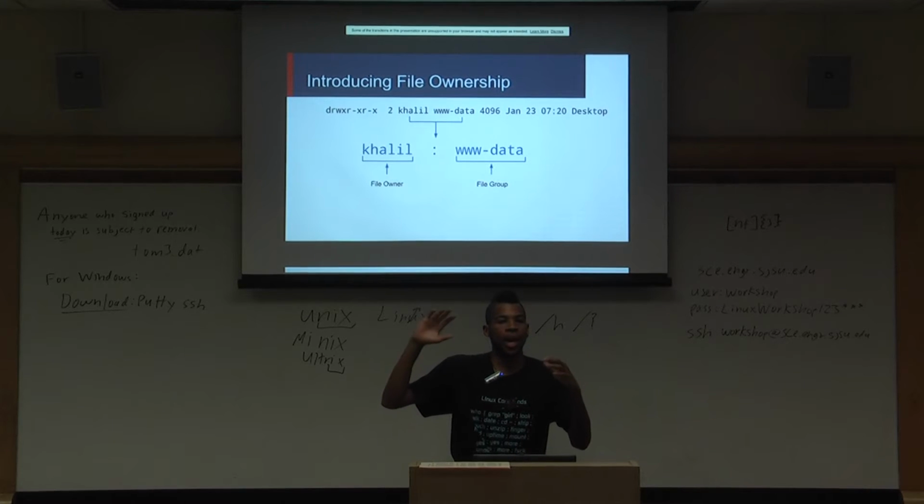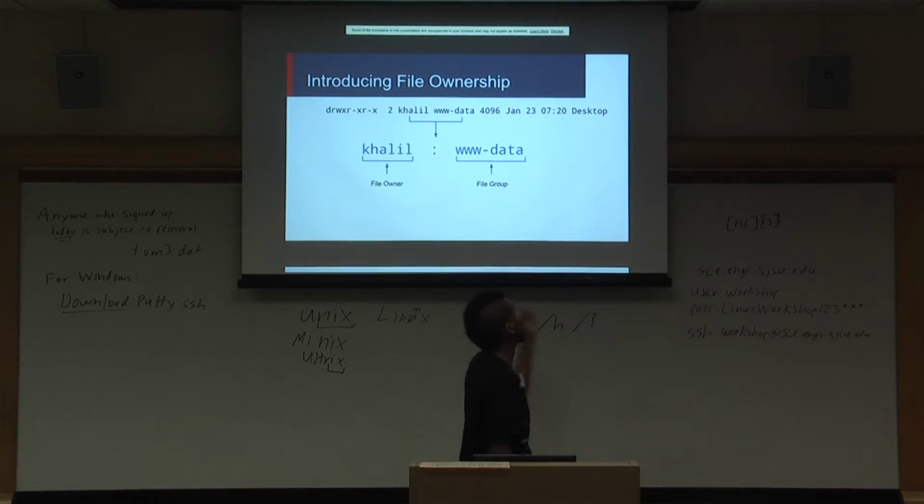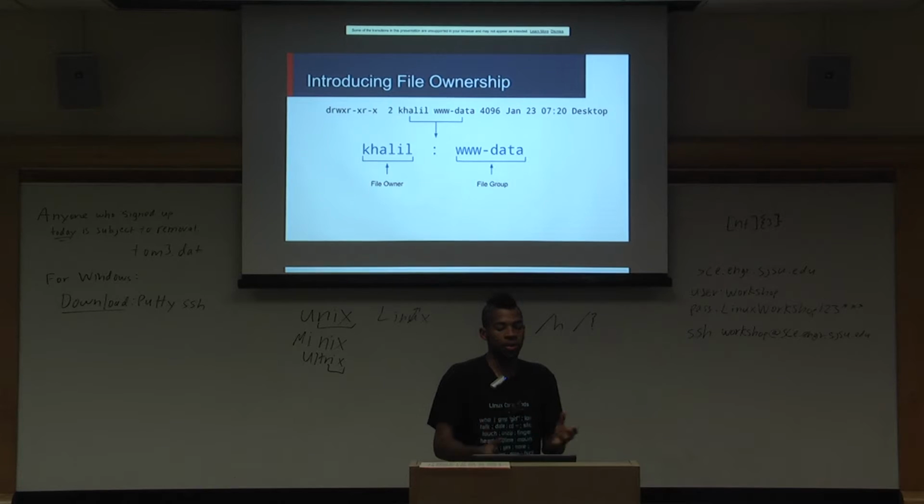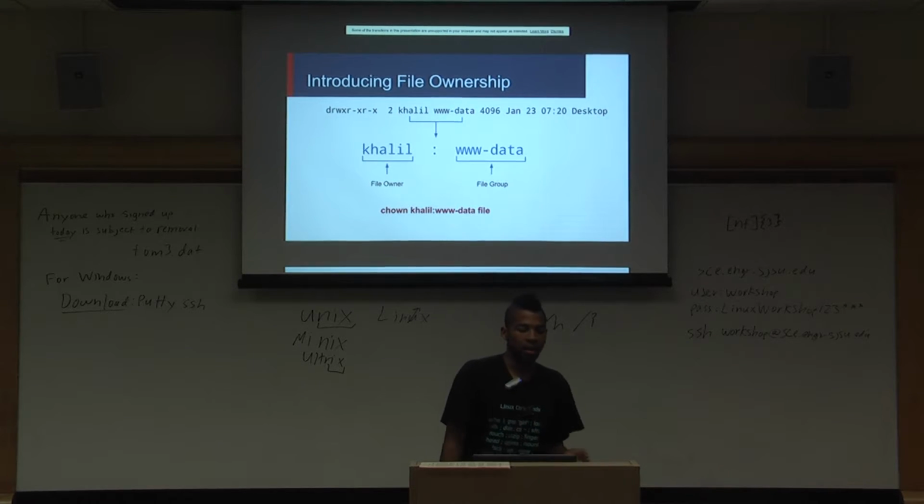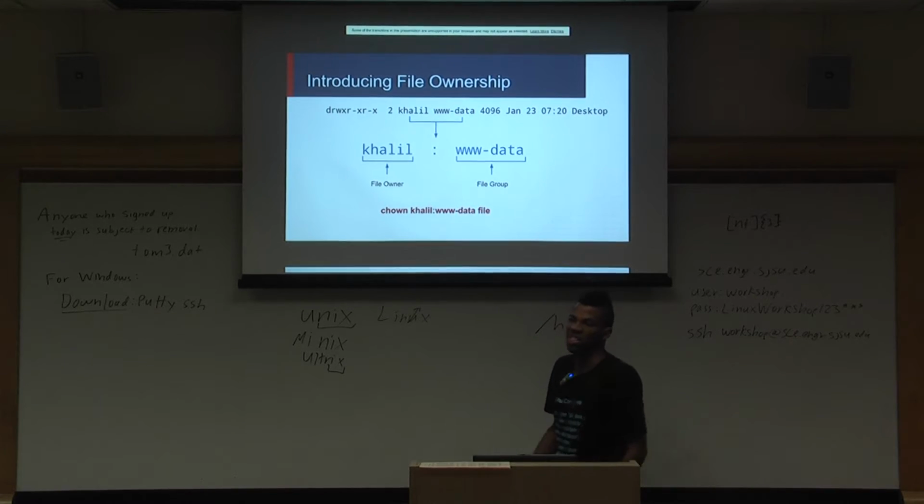So if some girl, Barbara, is part of the www group, she can read and execute from this file, but she can't write to it. But if I change it so that the group could write to it, then anyone inside that group could write to that file. And to do that, you just have to use chown, then the user, www-data, and then the file. And it's as simple as that.